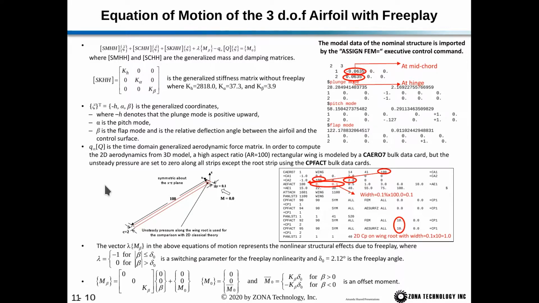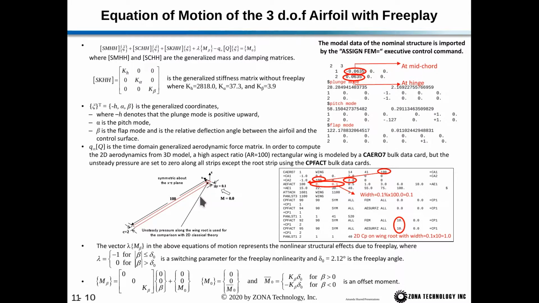Now, in order to compute the 2D aerodynamics from the 3D model, in ZAERO we've defined a high aspect ratio rectangular wing, which is modeled by a single ZAERO7 bulk data card, but the unsteady pressure is then zeroed along all strips on this 3D wing except the root strip using the CP-FACT bulk data card. So we have this very high aspect ratio ZAERO7 half-span model, and then using CP-FACT we zero out the CP on all of the boxes except the innermost strip.